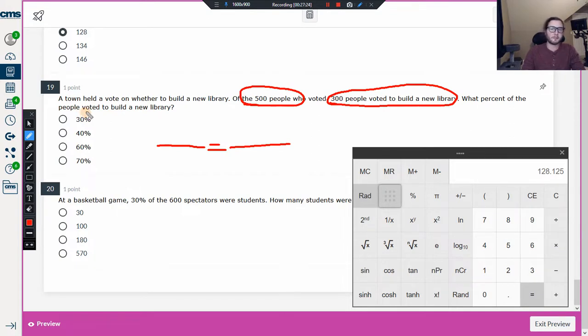There is a chance this problem could have asked what percent of people voted not to build the library, which would have been 200 people. But this problem didn't do that. It just told us 300 out of 500. What percent would that equal out of 100? Easy enough. Cross multiply 300 times 100 and divide by 500. That gives me 60%. That's all there was to number 19.